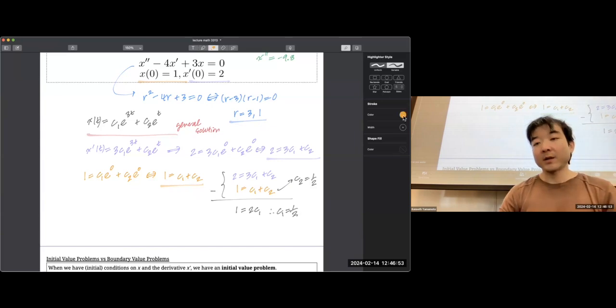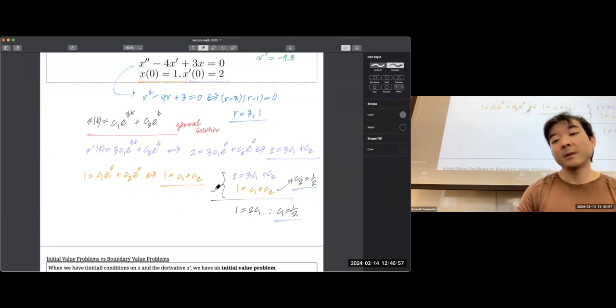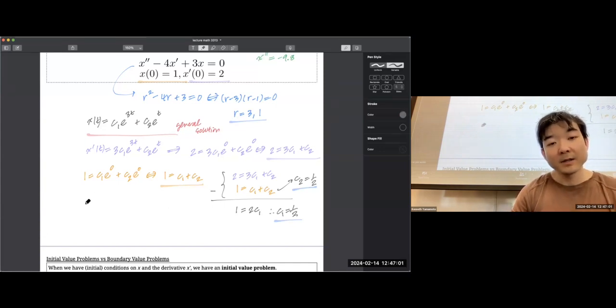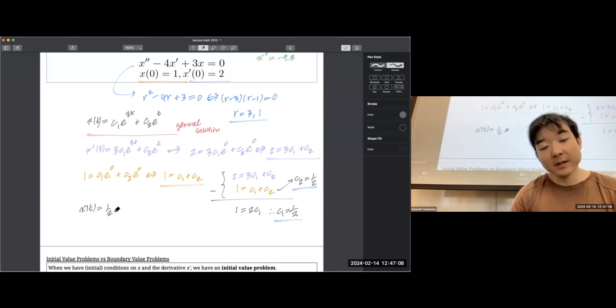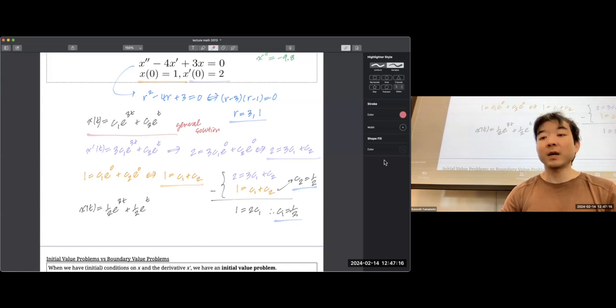So you've got your two. I mean, in this case, it turned out that they were both the same, but in general, they may not be. And so you'll end up with your solution to the initial value problem is half e to the 3t plus half e to the t. Again, you have two arbitrary constants.